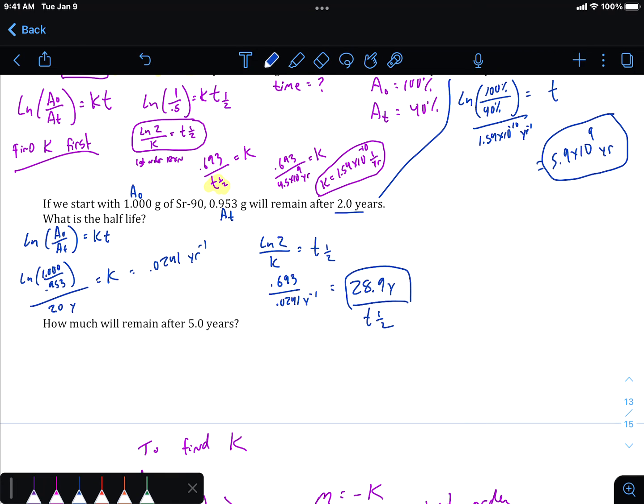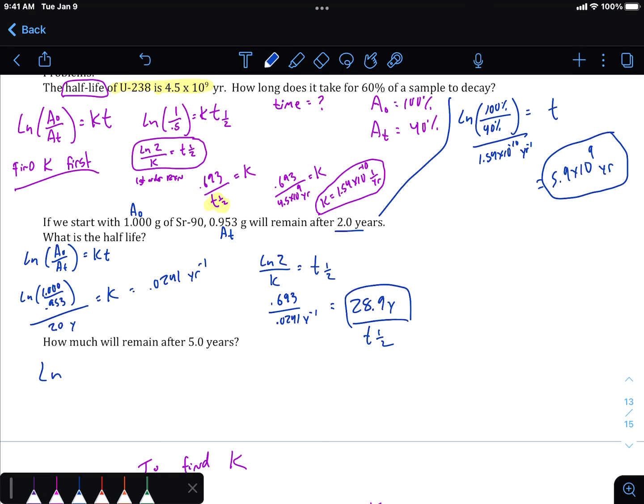And then, how much do you have after 5 years have passed? So now that you have the rate constant, and you have the time it takes, you can solve for the new amount. So ln of the initial amount, so if our initial amount was 1 gram, the new amount is what you're solving for. So 0.0241 and time is 5 years.